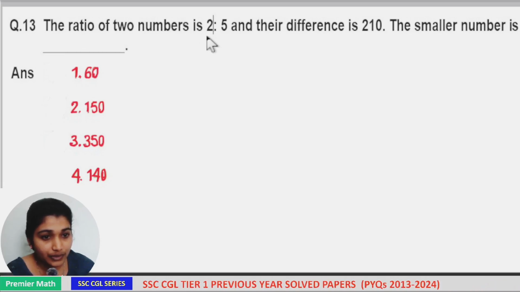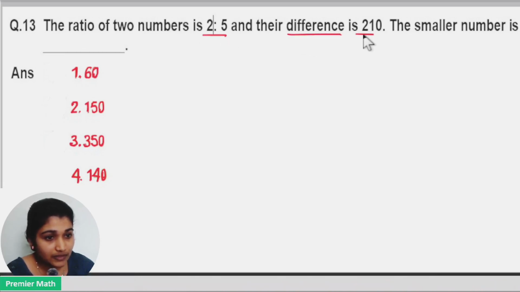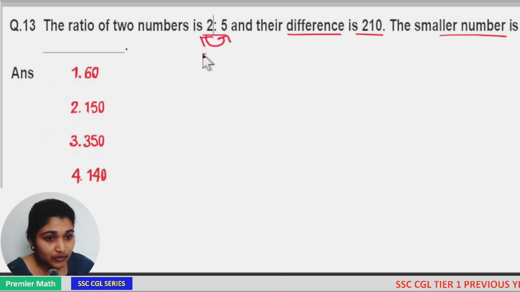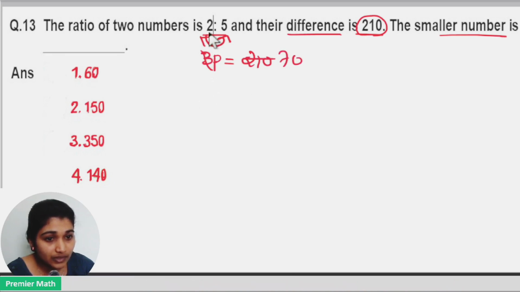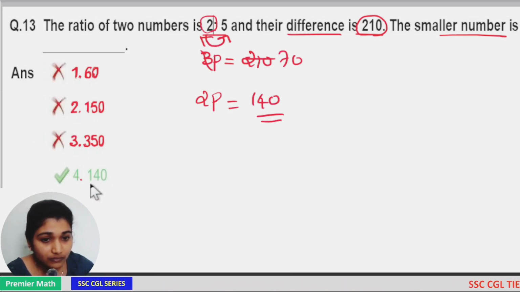The ratio of two numbers is 2:5 and their difference is 210. The smaller number is here. The difference between these two numbers in ratio is 5 minus 2, 3 parts. So 3 parts is the ratio difference, which is the same as the actual difference 210. So 1 part is equal to 70 from this. Then 2 parts is the smaller number, which is 140. Option 4 is your answer.